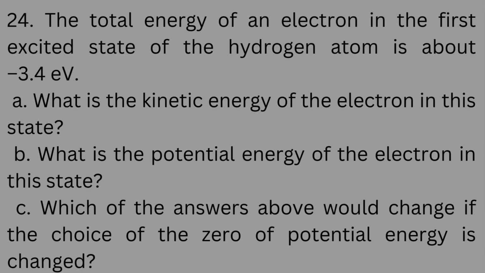Twenty-fourth. The total energy of an electron in the first excited state of the hydrogen atom is about minus 3.4 eV, electron volt. Then A, what is the kinetic energy of the electron in this state? B, what is the potential energy of the electron in this state? C, which of the answers would change if the choice of the zero of potential energy is changed?